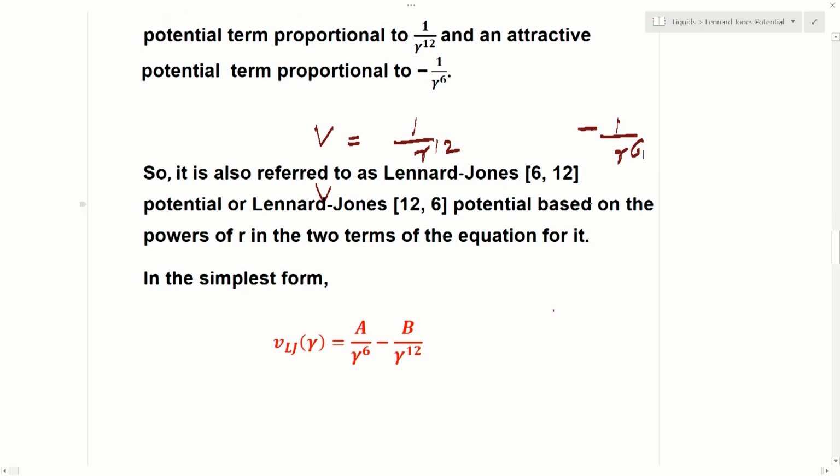Since r has the power of 12 and the power of 6, we call this the Lennard-Jones 6-12 potential or Lennard-Jones 12-6 potential. These names are based on the powers of r in the two terms of the Lennard-Jones equation.